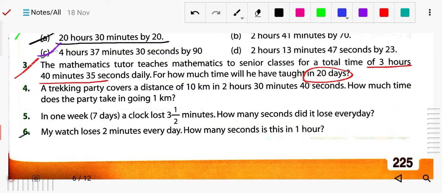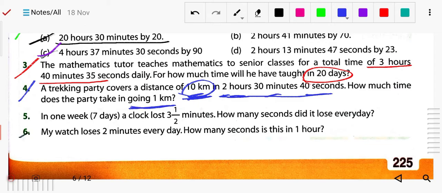Now we will solve question number 4. A trekking party covers a distance of 10 kilometers in 2 hours 30 minutes and 40 seconds. How much time does the party take going 1 kilometer? Meaning for traveling 10 kilometers it took 2 hours 30 minutes and 40 seconds. So for 1 kilometer how much will be taken?